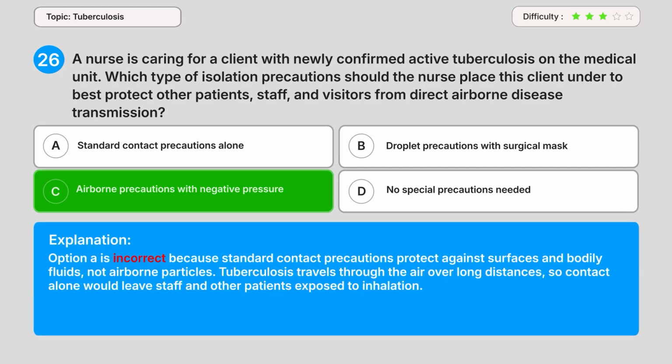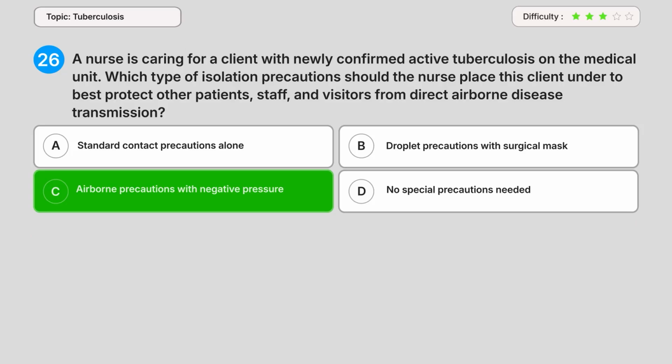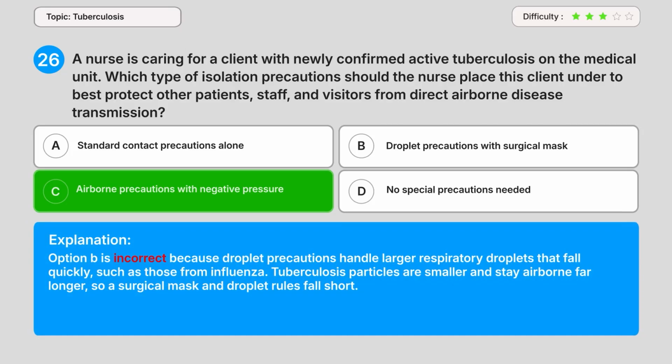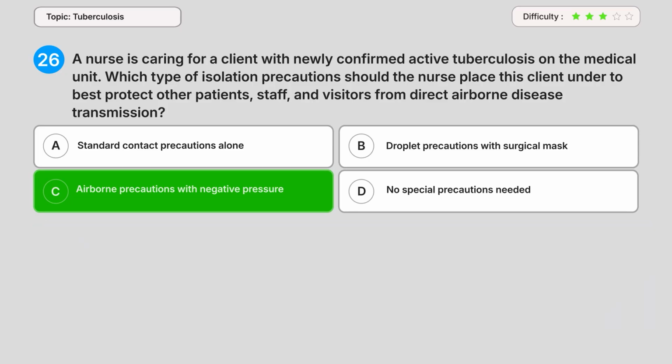Option A is incorrect because standard contact precautions protect against surfaces and bodily fluids, not airborne particles. Tuberculosis travels through the air over long distances, so contact alone would leave staff and other patients exposed to inhalation. Option B is incorrect because droplet precautions handle larger respiratory droplets that fall quickly, such as those from influenza. Tuberculosis particles are smaller and stay airborne far longer, so a surgical mask and droplet rules fall short.